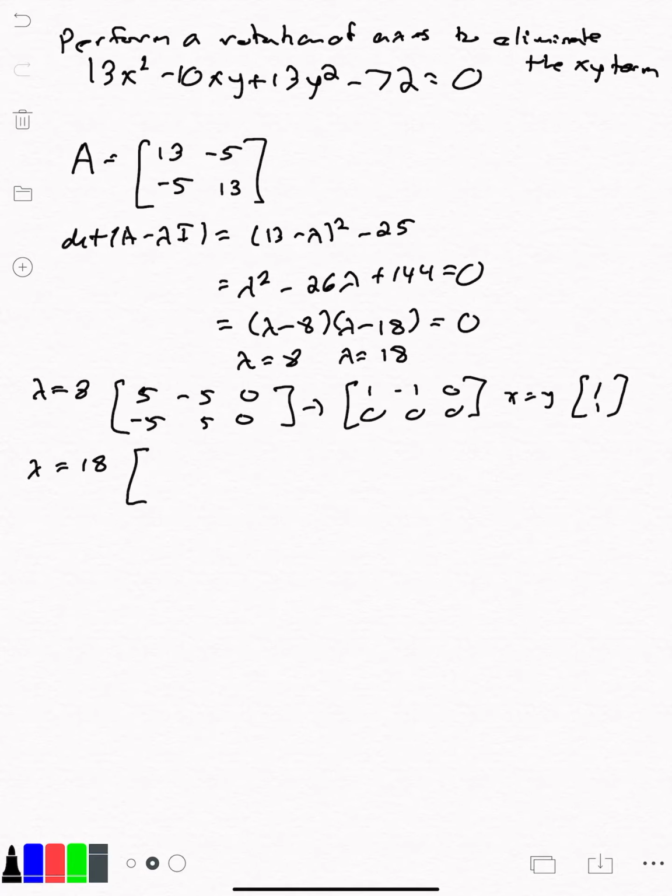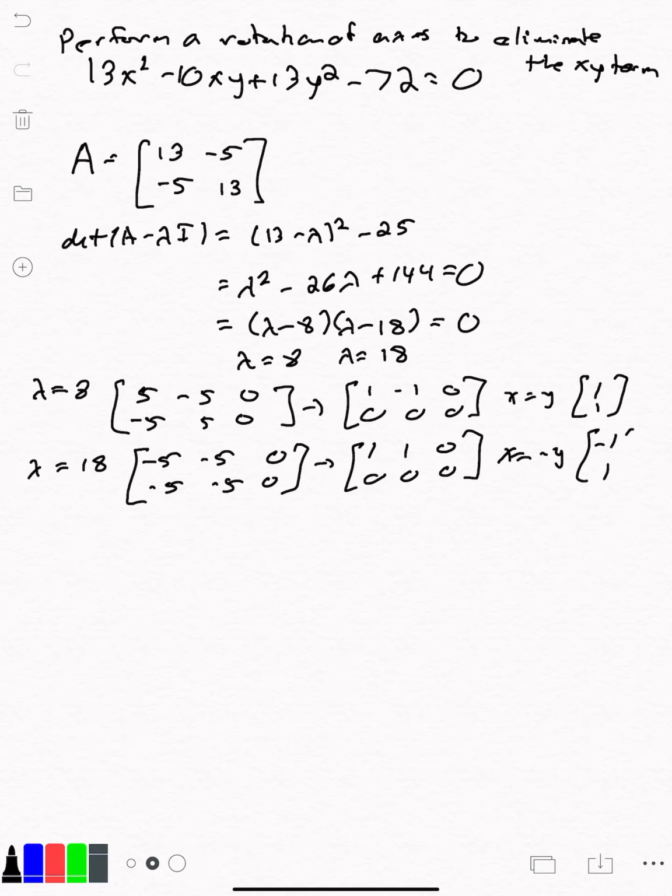We're going to have negative 5, 0, negative 5, 0. And then we're going to have the following. We're going to get 1, 1, 0. So x is negative y. Negative 1, 1. We do have to make them orthogonal, right? So we need to make them unit vectors. So then my P matrix here is going to be 1 over root 2, 1 over root 2, negative 1 over root 2, positive 1 over root 2.